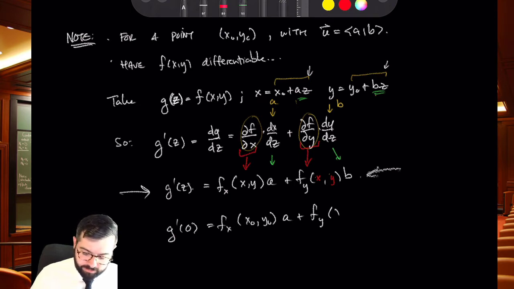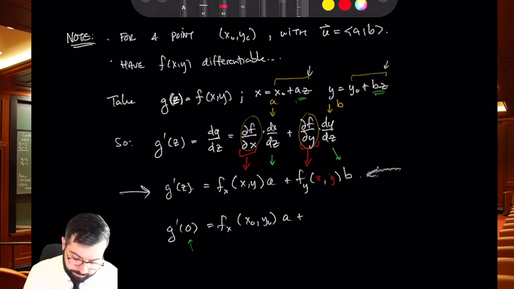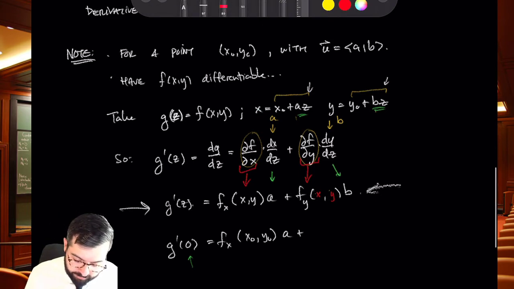So where do the x naughts and y naughts come from? I kept dropping those in everywhere. Well, they come because when I let z go to 0, what happens? This x coordinate becomes just x naught. This y coordinate becomes just y naught.